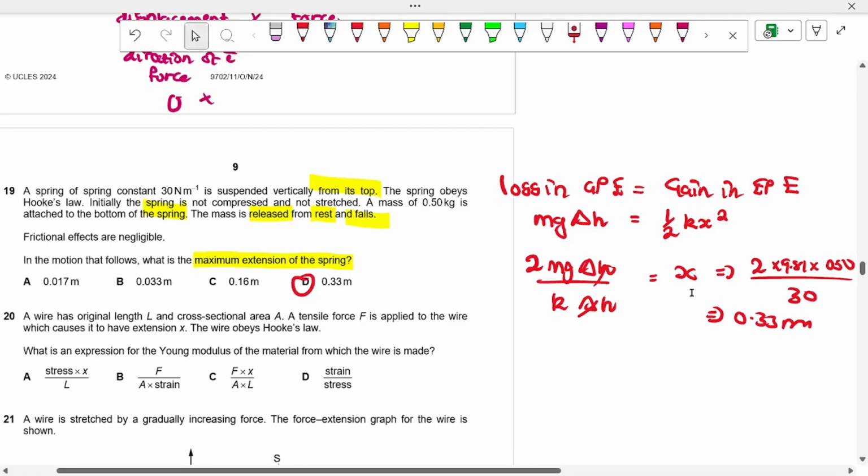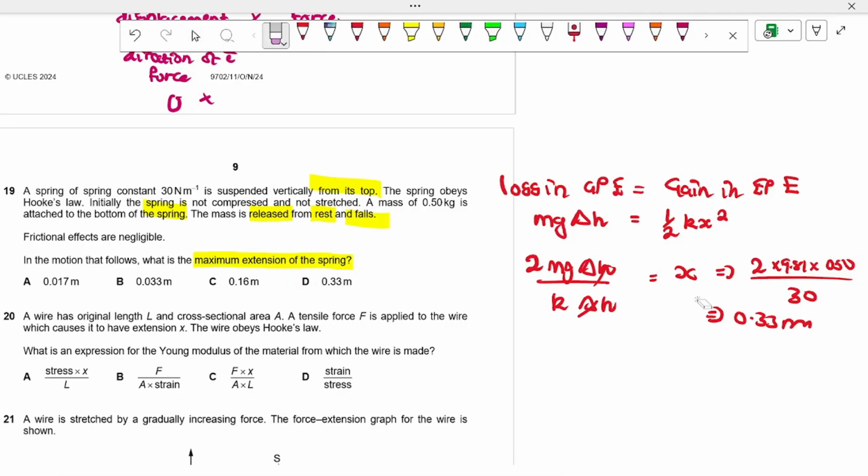So if you didn't get it at first go, you're supposed to think and say, what formula can I use? And it's not that clear, guys. It's really not that clear. But you're supposed to think of, I have a change in height. So what formula can I use that can help me find x? And in this case, it was using the energy method.